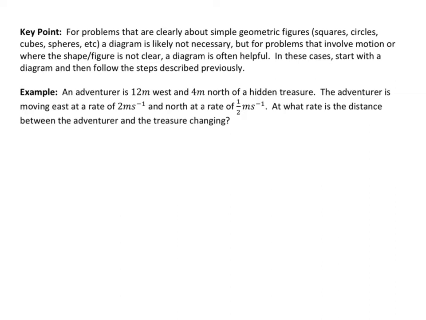Okay, so an example here. An adventurer is 12 meters west and 4 meters north of a hidden treasure. Okay, so if I've got a hidden treasure right here, X marks the spot, and we know that there's an adventurer that's 12 meters west of that. Okay, so 12 meters west and 4 meters north.